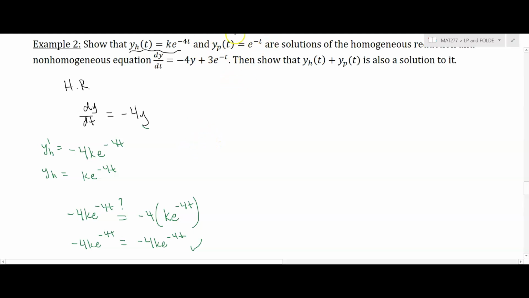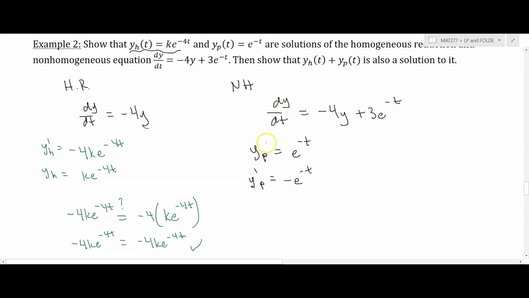Now we want to show that y sub p of t is a solution to the non-homogeneous case. So now I just want to check, does y sub p satisfy this equation right here? And in order to do that, I have to look at y sub p. So y sub p is e to the negative t. Its derivative is negative e to the negative t.